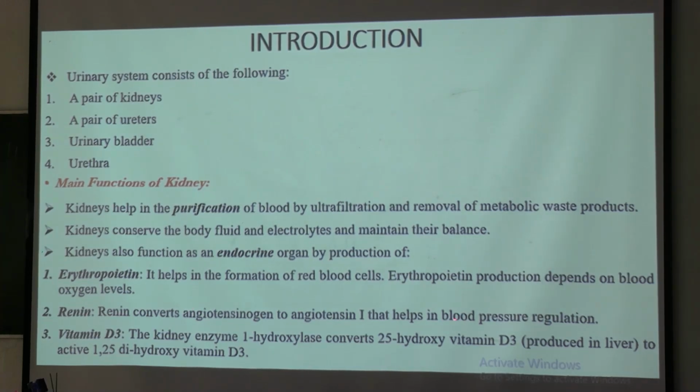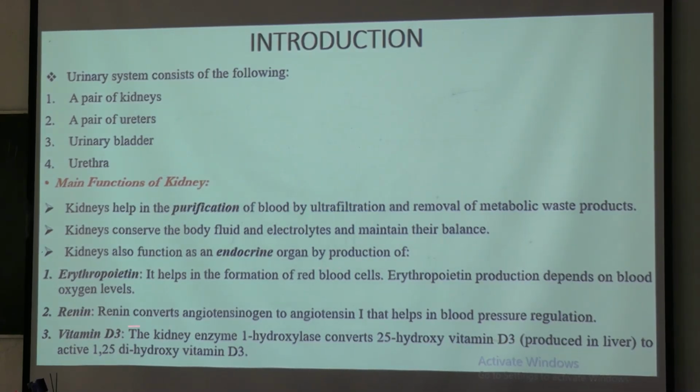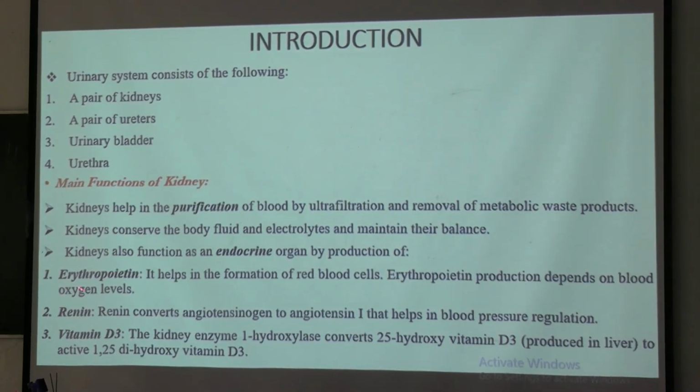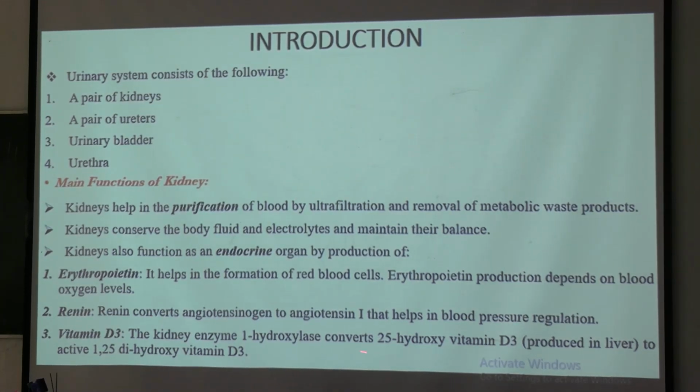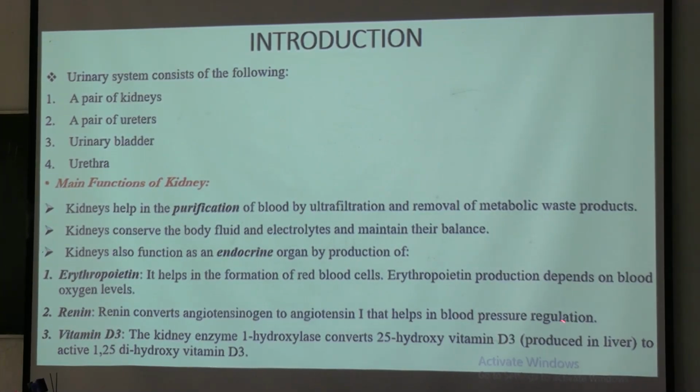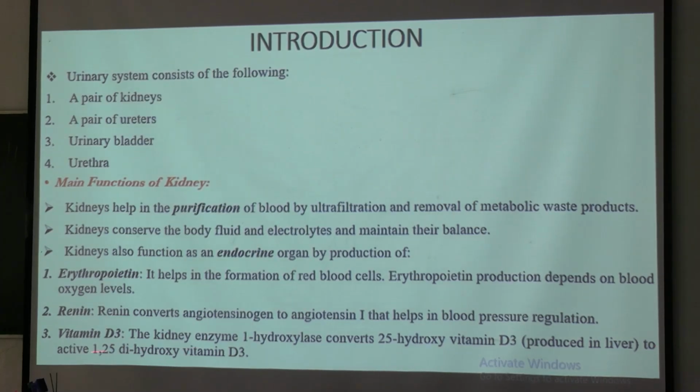First one is erythropoietin. Erythropoietin helps in formation of red blood cells, and erythropoietin production depends on the blood oxygen levels. Next is renin. Renin converts angiotensinogen to angiotensin I, and that helps in blood pressure regulation.